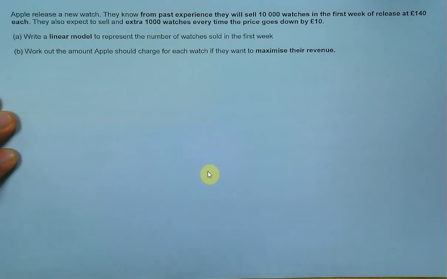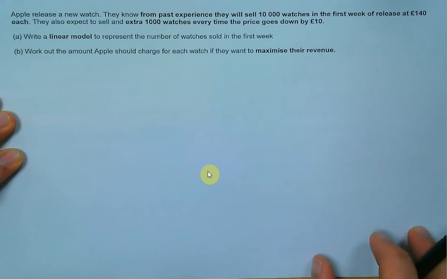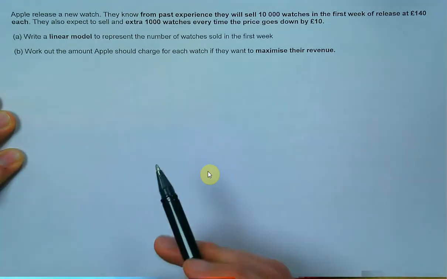Hi there guys, in this video we're going to have a look at probably the toughest type of quadratic modeling question they can ask you. I made this one up, so you're never going to find this anywhere. It's all about Apple's watches. Okay, so let's start reading this out.